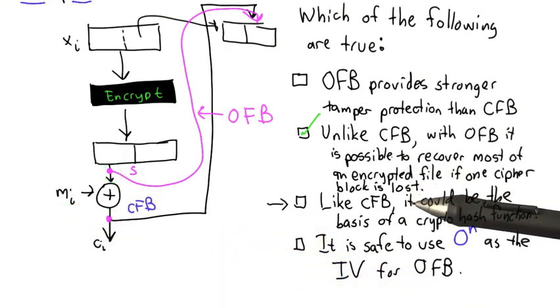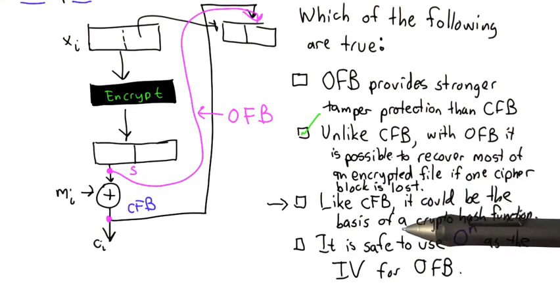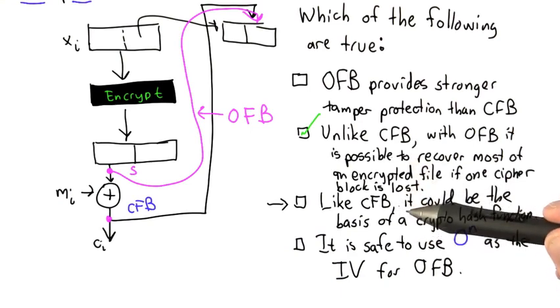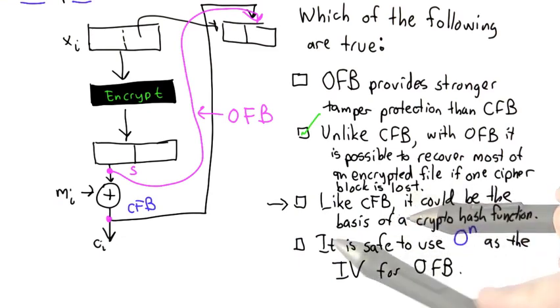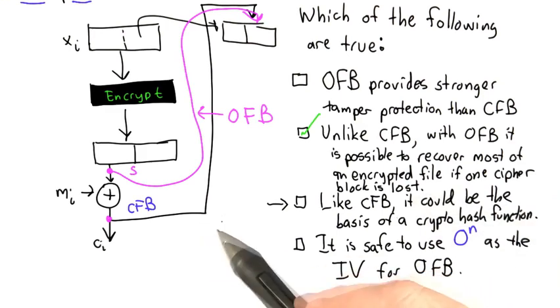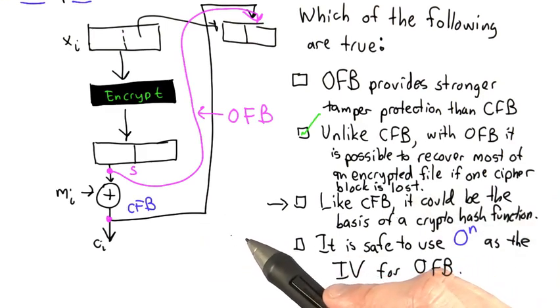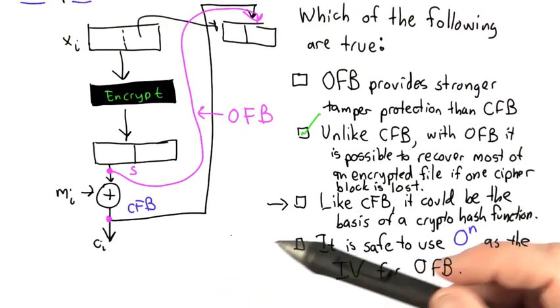Likewise, this shows that output feedback mode won't make a good cryptographic hash function. A cryptographic hash function must have the property that the final output depends on all the blocks in the message. In output feedback mode, the cipher block text does not depend on previous parts of the message. For example, C2 does not depend on message 1. And this shows that we can easily change a block and calculate to the same final output.